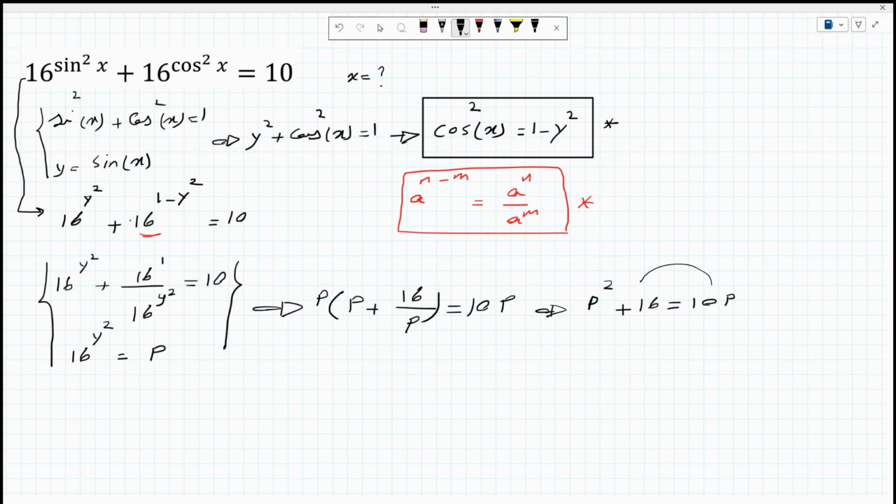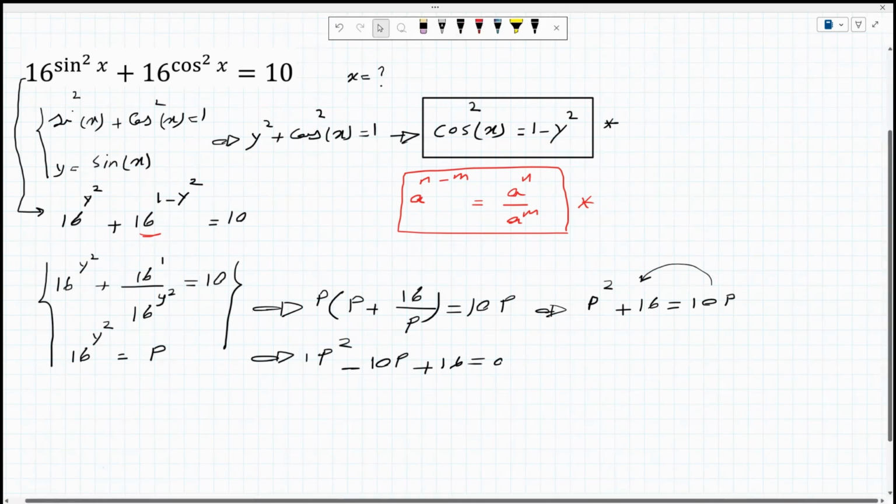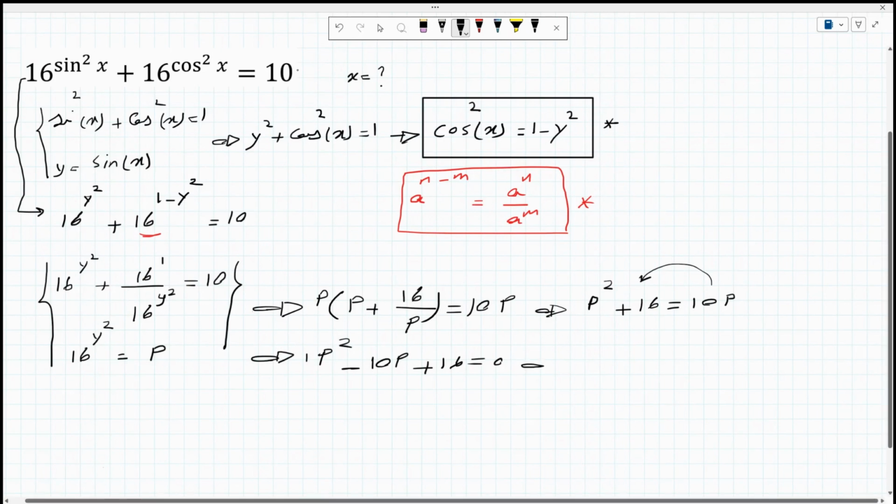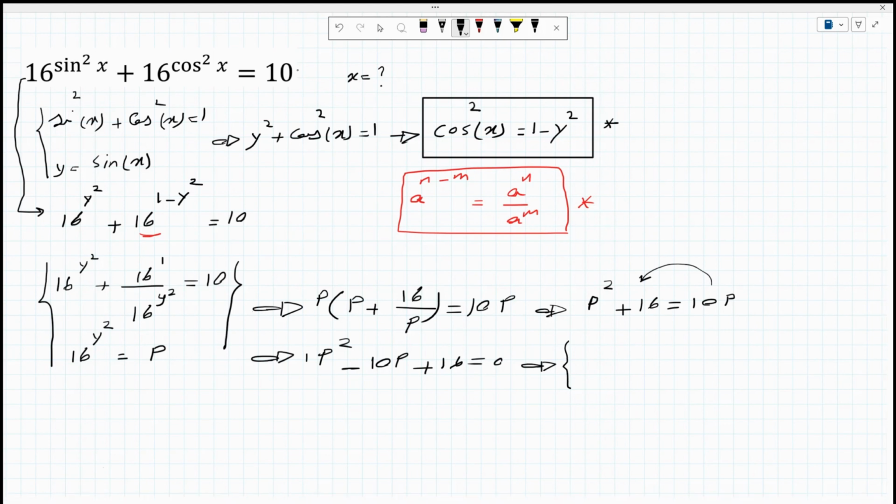I'm going to bring the 10 to this side and change the positive to negative, so it gives me p² minus 10p plus 16 equal to 0. There are different ways to calculate p here. I'm going to explain the easiest way, but if you do not understand and need more information, please leave a comment below this video and I will explain more.